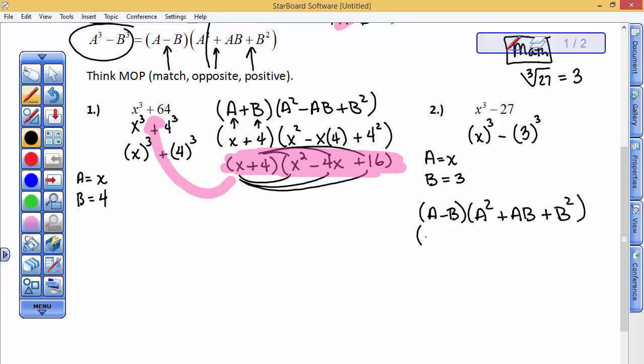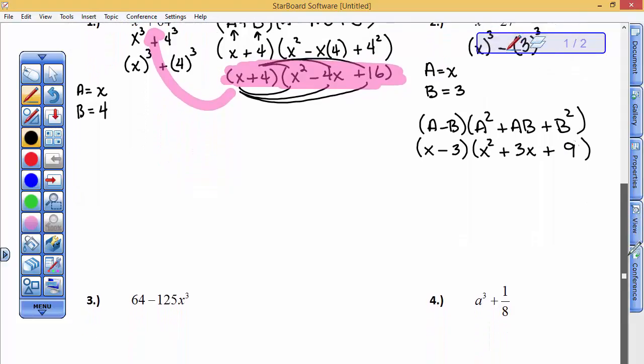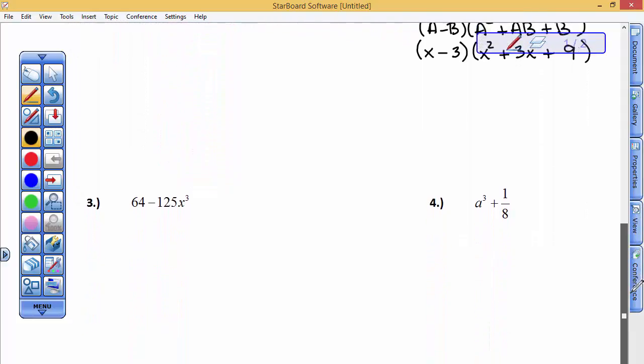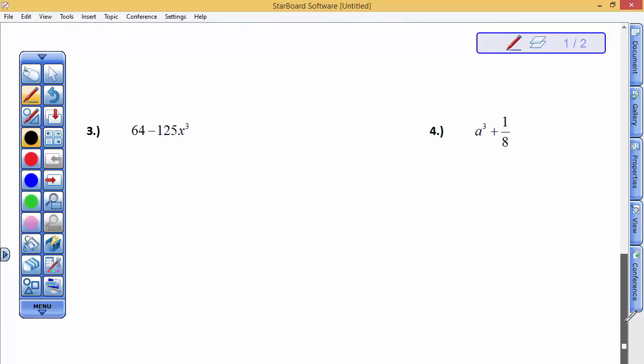So I'm going to put in for a an x, for b a 3, but I got to keep this sign. Then for a and x, and then if you don't mind, a times b is 3 times x. And finally, this last term is 3 squared, and 3 squared is the number 9, so I'm just going to erase that, and I am done. I have factored this. Let's go ahead and do the next one before we stop. Actually, we'll try to get all 4 of these done.